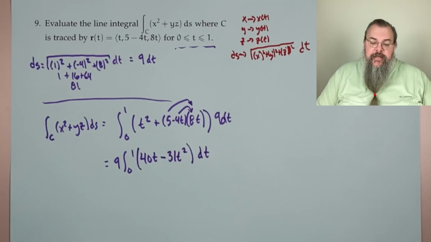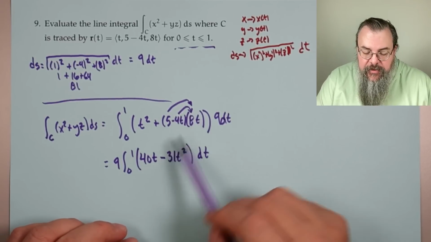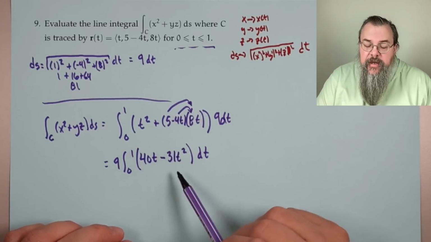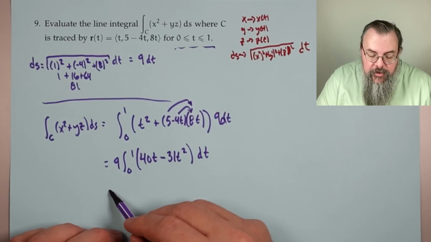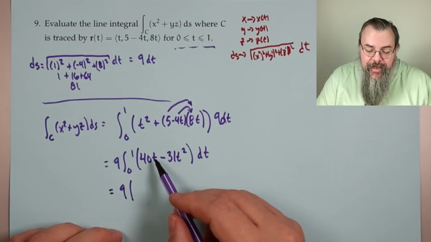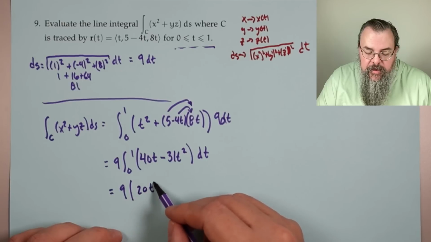Okay, good. And it doesn't hurt to double check. So 5 times 8t, 40t, yes. t squared minus 32t squared, minus 31t squared. Yep, that looks good. Okay, so we're really close now. So that's 9. And then we have 40t, well, that's going to become t squared over 2, and so that's going to become 20t squared.